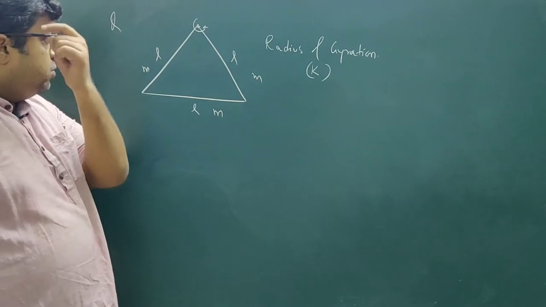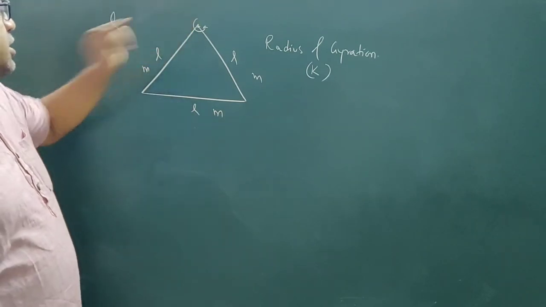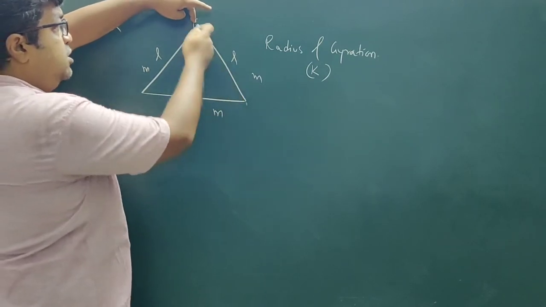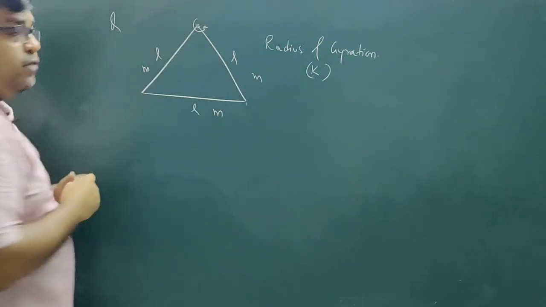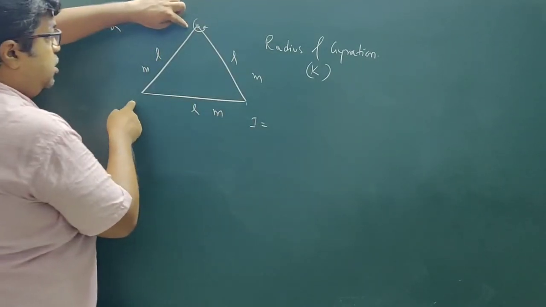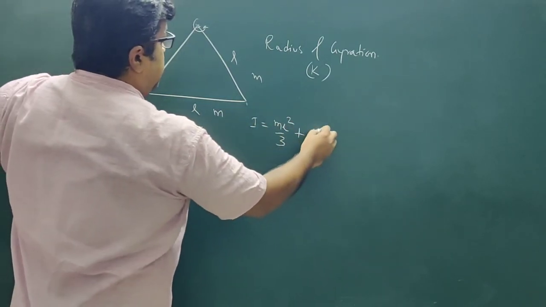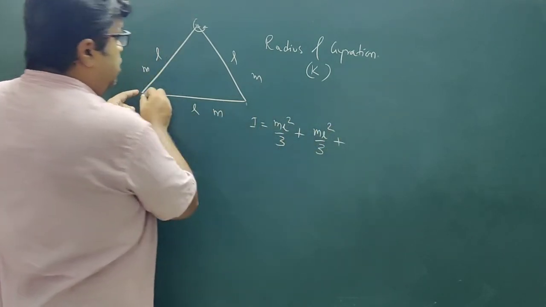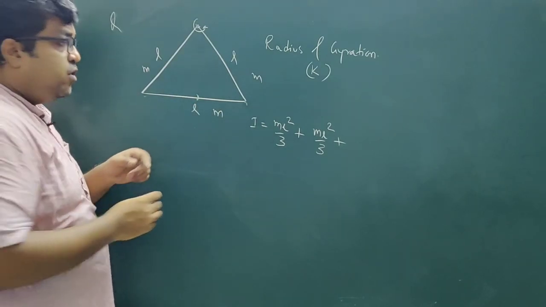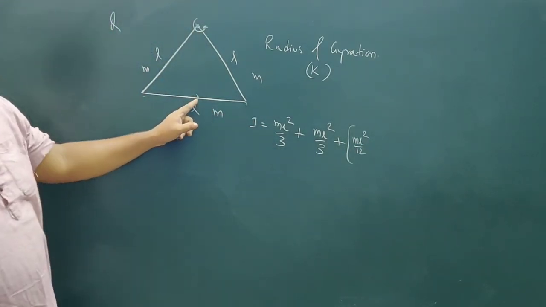Now to calculate the radius of gyration, we need to first calculate the moment of inertia about this axis. For this rod, this point is the end point. Again for this rod, this is the end point. For an end point, we know the moment of inertia is ML squared by 3. So I is equal to, for this rod, ML squared by 3, and for this rod again ML squared by 3. For this rod, the moment of inertia about an axis passing through its center is ML squared by 12.